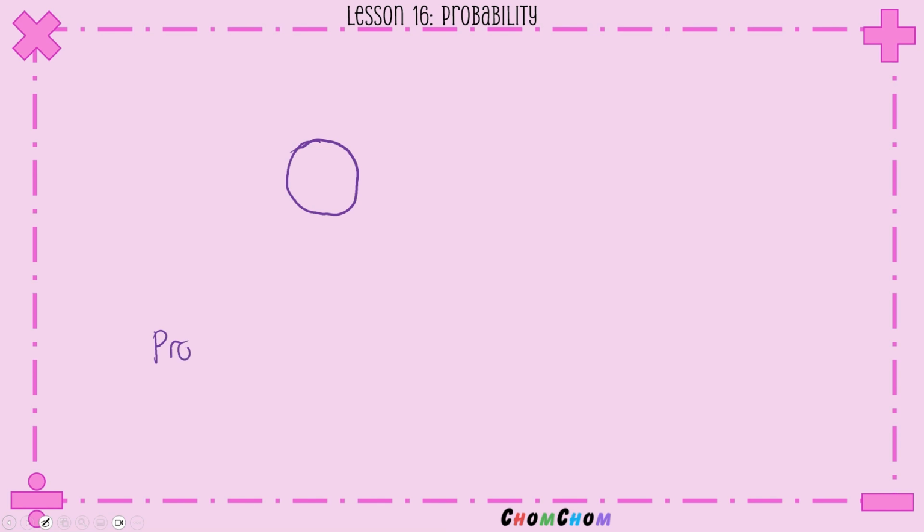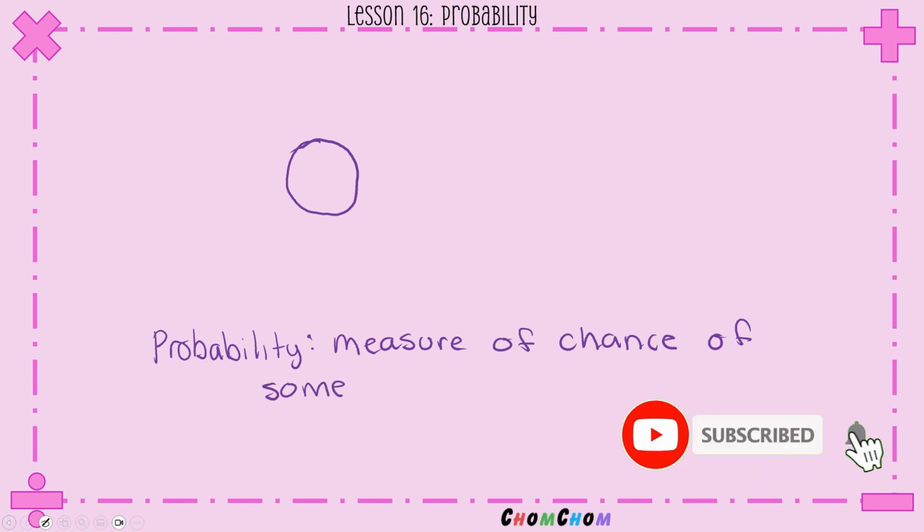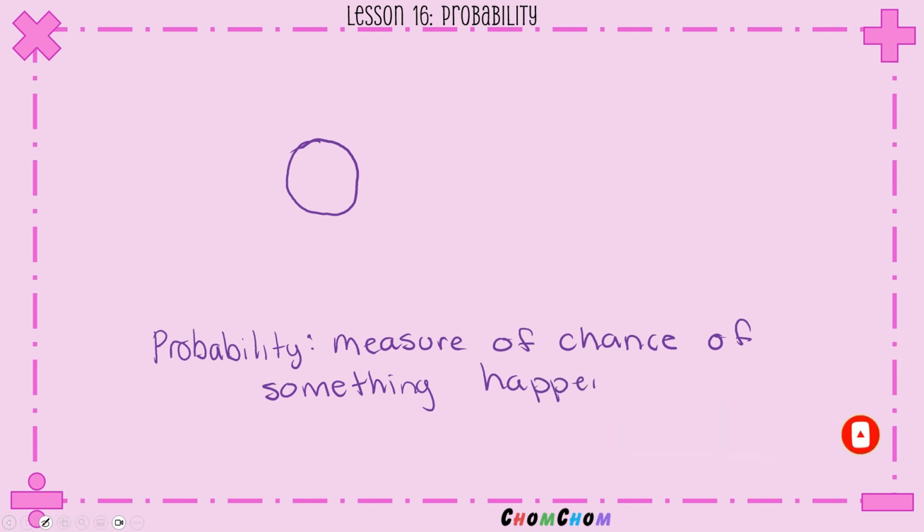So probability is the measure of chance of something happening. That's worded a little bit confusingly. I would say it just measures what is the likelihood of some outcome.